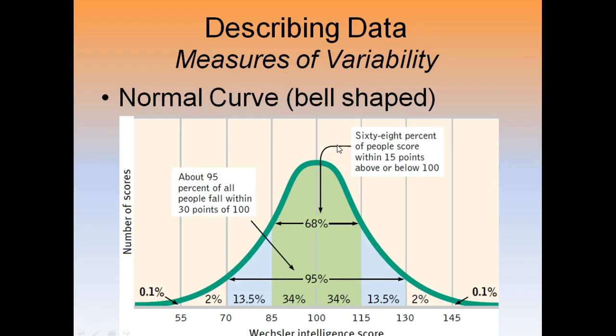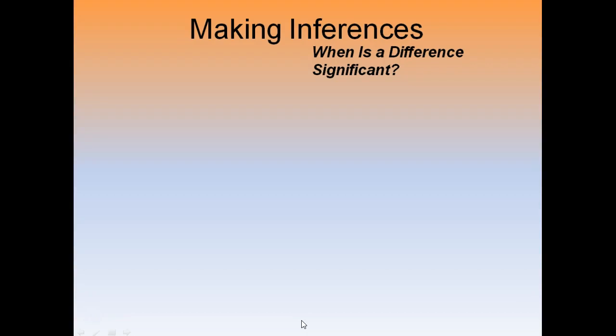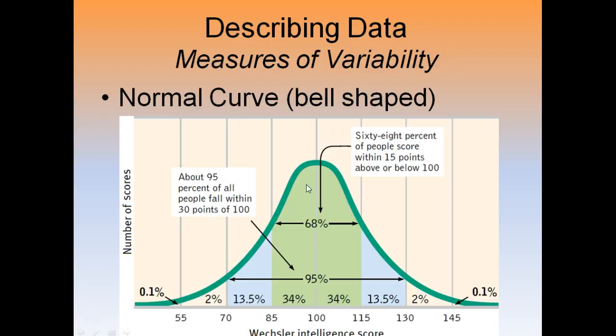So here is standard deviation. If I have the intelligence scale, I know that on average, the average score is 100. Now, if you had a perfect standard deviation, which is what we see here, 34% of the people are going to score within one standard deviation of the test. So that means that 34% of the people are going to score between 100 and 115.